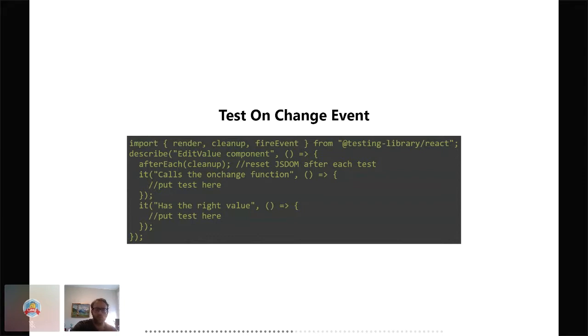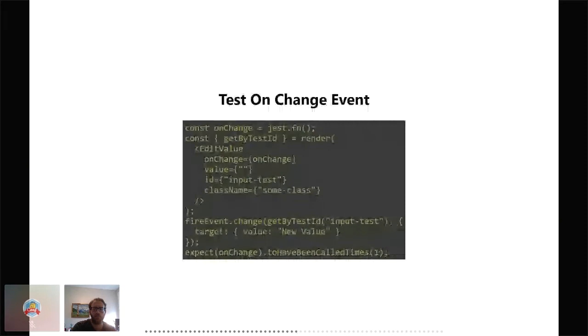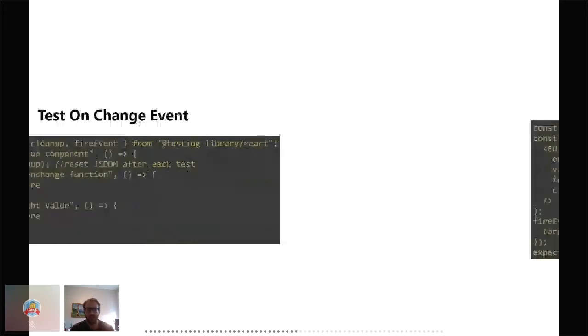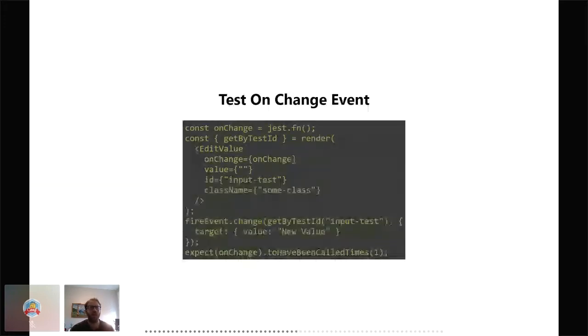And so I just have 2 empty tests here. This one's call onChange function here. This next slide is where we're going to put tests. I just wanted to make sure it was visible. So again, we're going to use a Jest onChange function, and our goal is to check, has it been called 1 time?